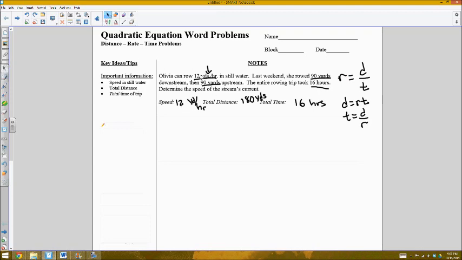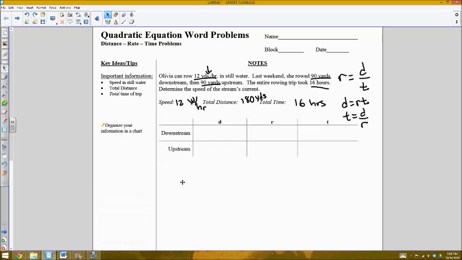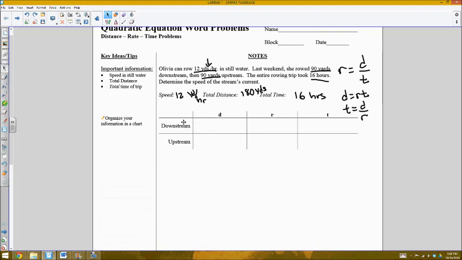So these are three ways of representing the same equation, which is the equation for calculating a rate. Now, to organize this information a little bit better, I'm going to create a table or a chart. Specifically, what's going to happen in this chart is I'm going to talk about what's happening in the downstream situation, in the upstream situation, and I'm going to look at each of the distance, rate, and time in those three parts. So first, my distance is pretty straightforward. It's measured in yards, so I'm going to put my units right up here at the top. I went 90 yards upstream and then 90 yards downstream. The rate that I went at, well, in still water, I can go 12 yards per hour.